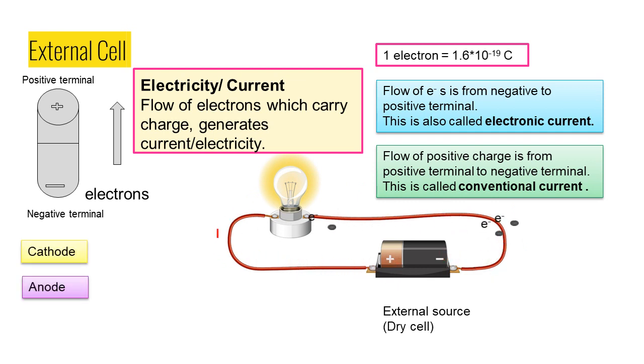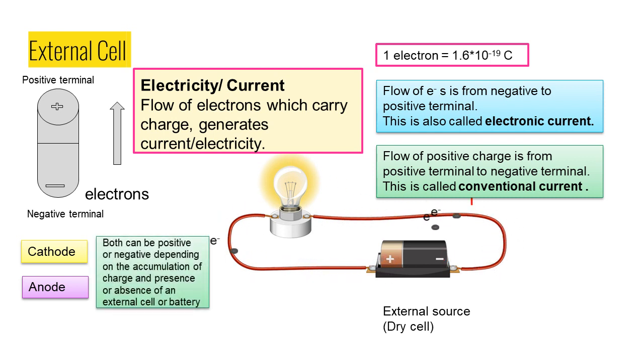There are two more important terms to understand. First is cathode, another is anode. In a general way, both can be positive or negative depending on the accumulation of charge and presence or absence of an external cell or battery. So this is the main topic that will be cleared today.